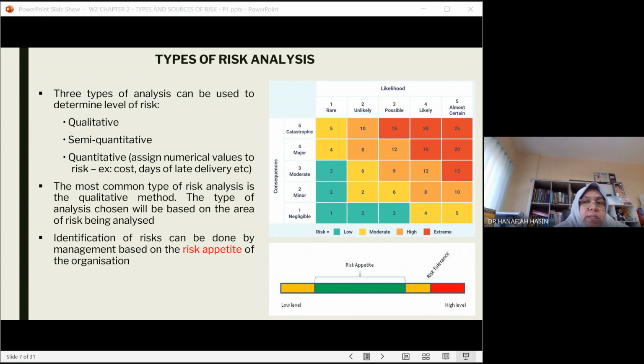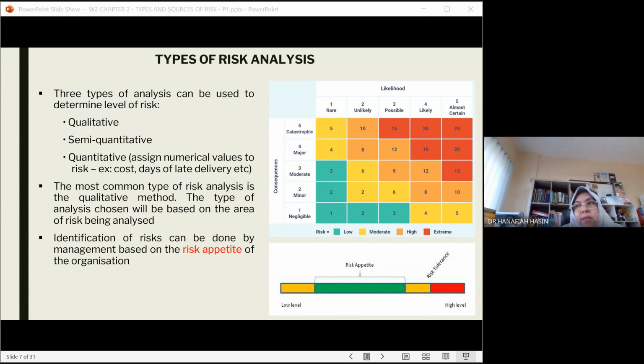If you use the second method, which is semi-quantitative, it's actually the combination of the qualitative and the quantitative approach. This method assigns numerical values to some aspects of the risk, maybe we use probability, or maybe we use impact, and you will consider the qualitative factors as well. So this is considered the semi-quantitative. The third type here is the quantitative analysis. It only involves numerical values for various aspects of the risk, such as cost, duration, or probability. This method is very useful when there is a large amount of data on the risk factors, because when you have large data, then you can measure it accurately.